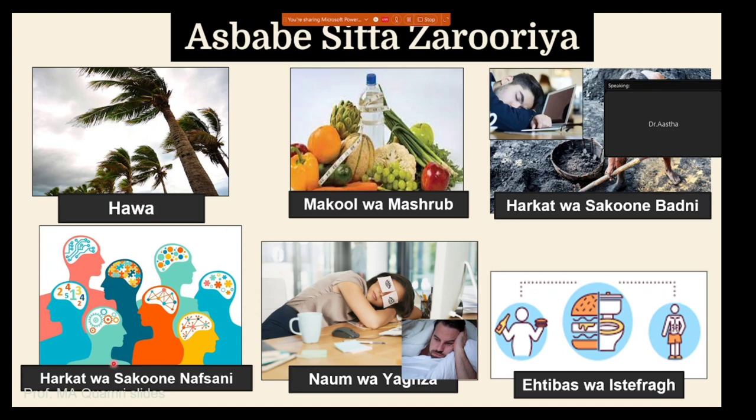Likewise, there is also Harkat-o-sukun nafsani. Unani science pays much attention not only to bodily repose and action, but also to Harkat-o-sukun nafsani. I mean, how much work is to be given to the psychic faculty and how much rest is mandatory. If the equilibrium is not maintained, it can lead to multiple diseases.